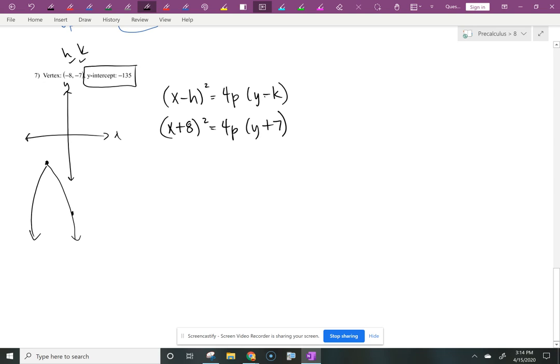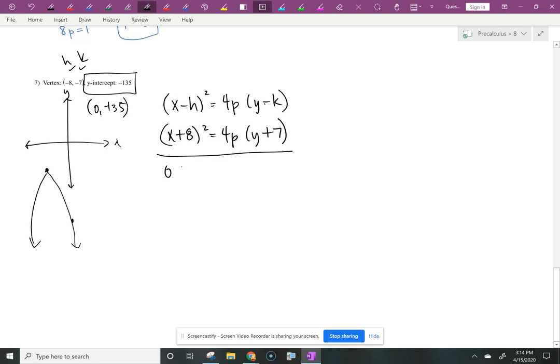Notice I did not use the y-intercept. That is the point (0, -135). So I know that's on this equation. I know this is the equation, and I know that point has to be on it. So I could say, hey, let's put that point in there: (0 plus 8) squared equals 4p times (-135 plus 7). Wow, that's going to be some big numbers. 8 squared is 64, and then I have 4p, which is just 4p.